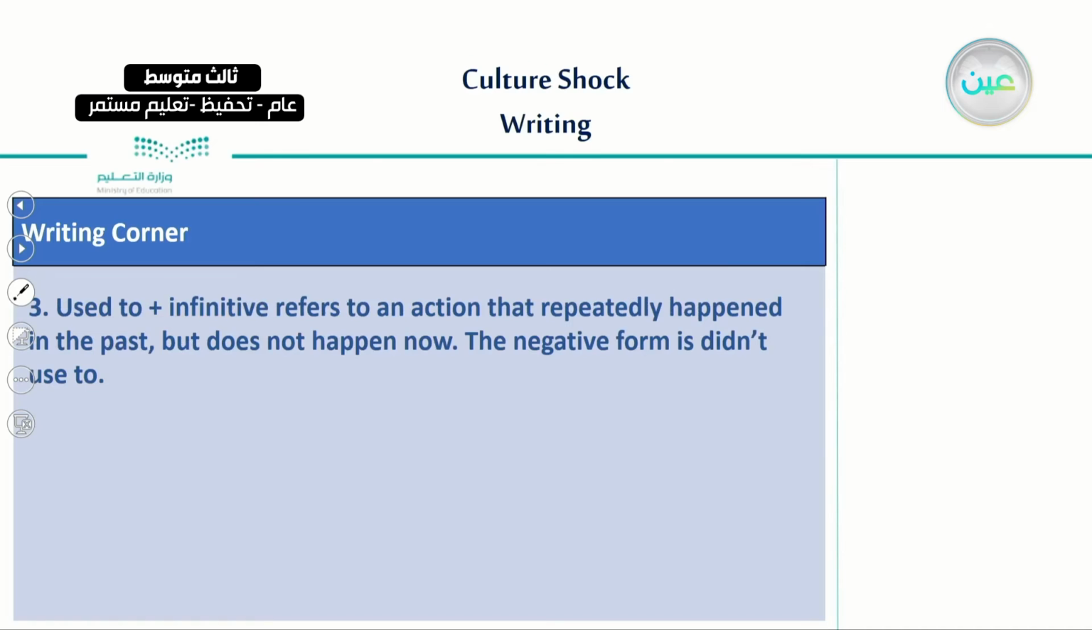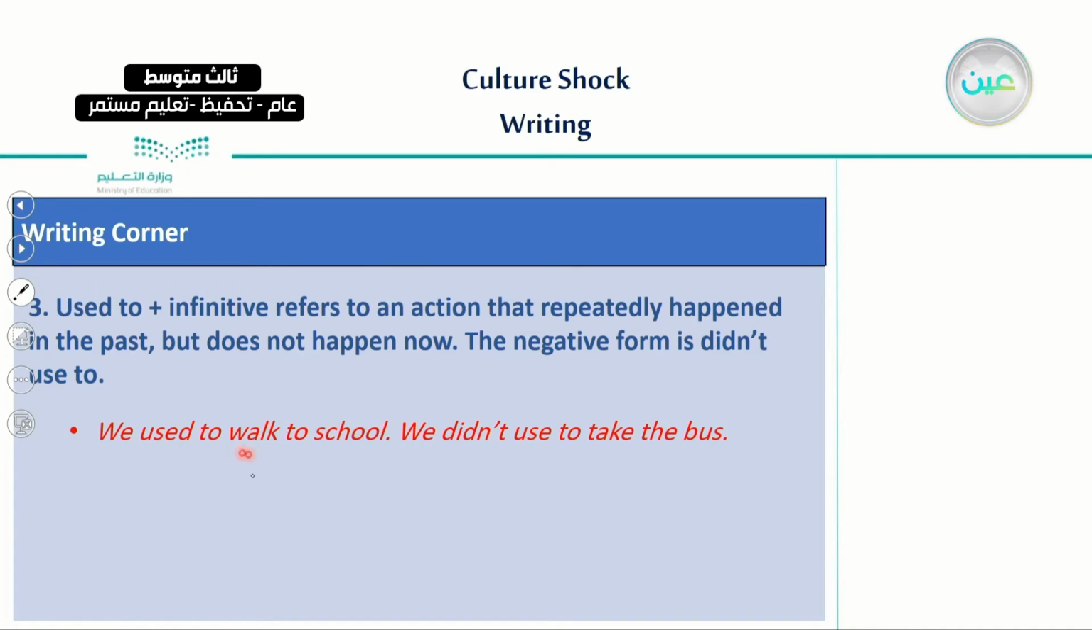And the third rule we have is using used to with infinitive, which refers to an action that repeatedly happened in the past but doesn't happen anymore. So the negative form is didn't use to. So let's see an example. We use used to with the infinitive to talk about things that used to happen before but not now. So for example, we used to walk to school.